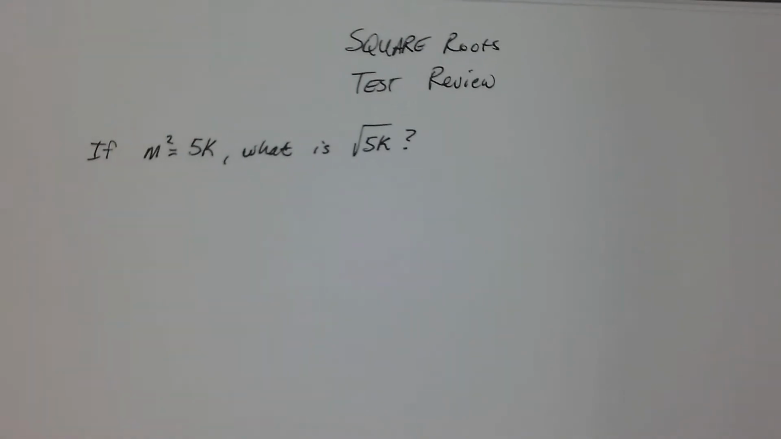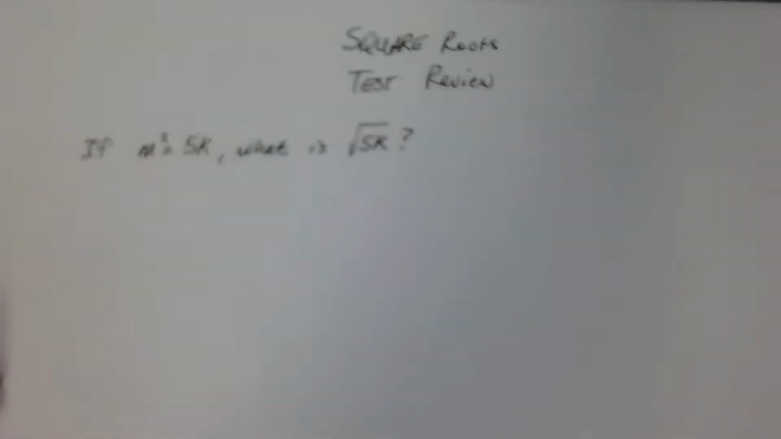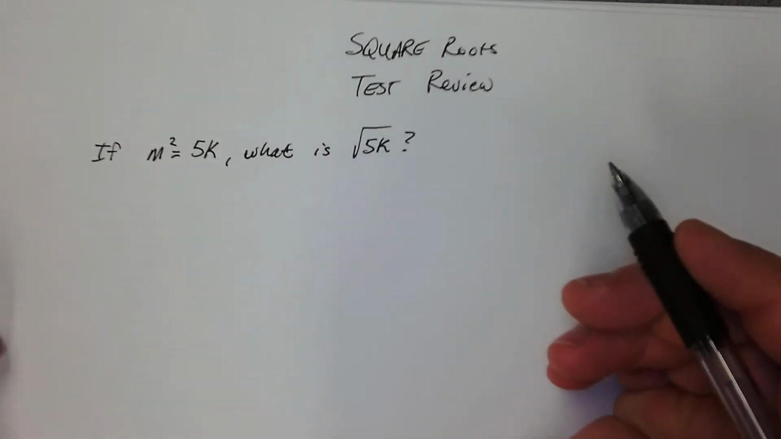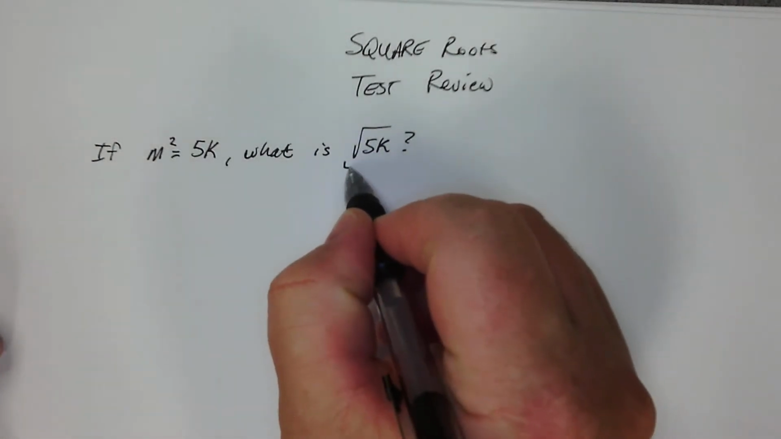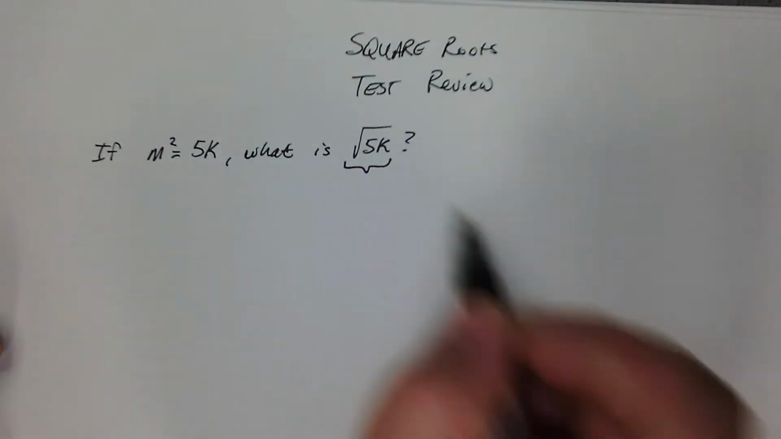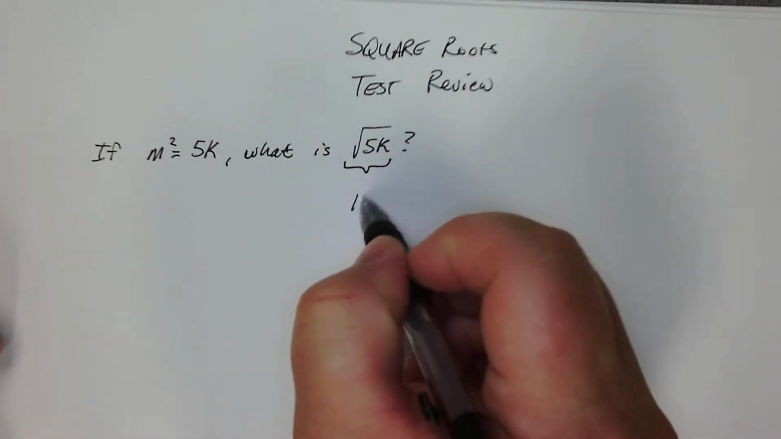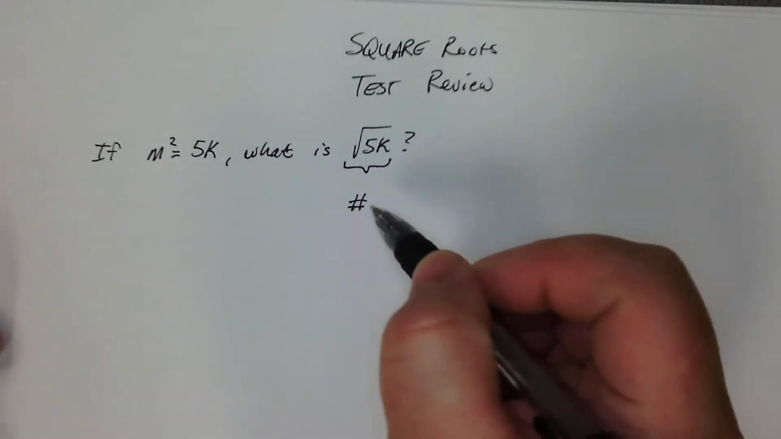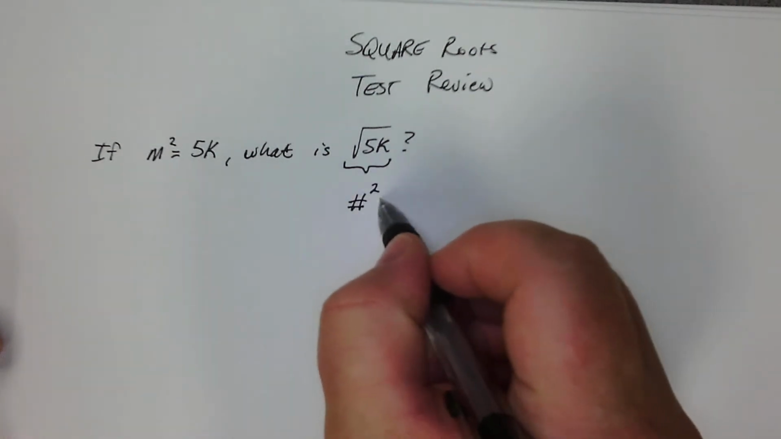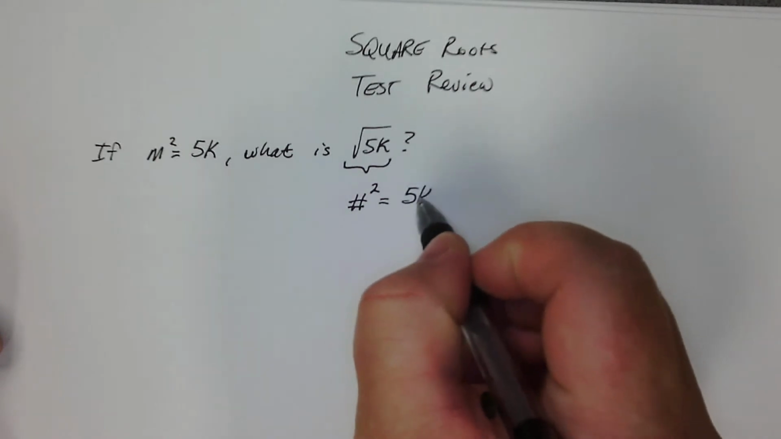So the very first question said that if m squared equals 5k, what is the value of the square root of 5k? To answer that question correctly, I could just tell you the answer, but to understand how to get it, you have to understand what this really means. This whole thing is a number, and it has a property that if you square it, you get the radicand. That's what square roots are.